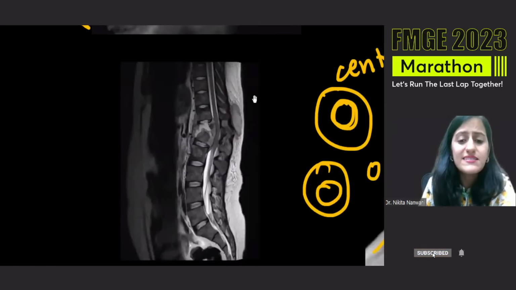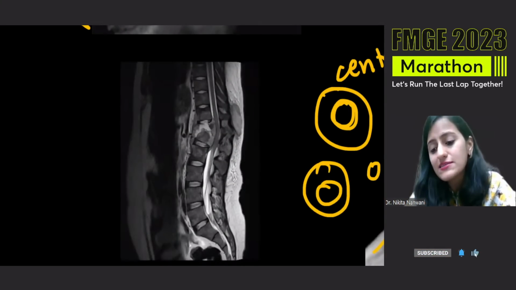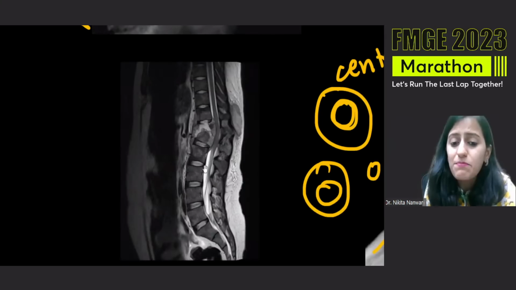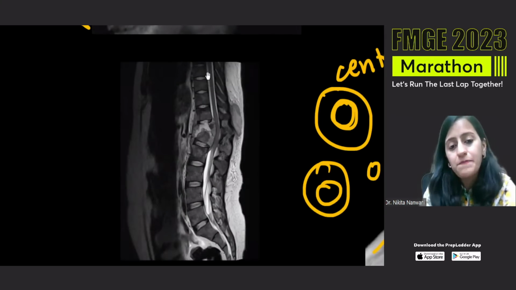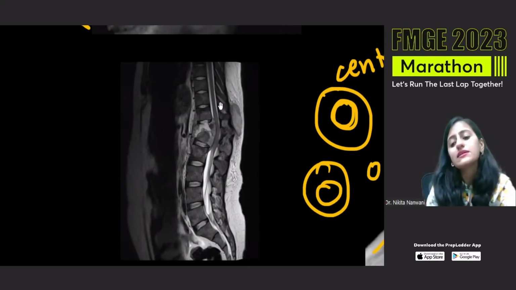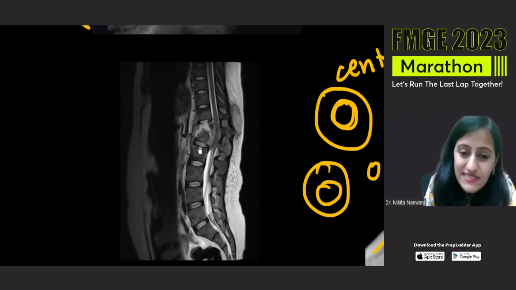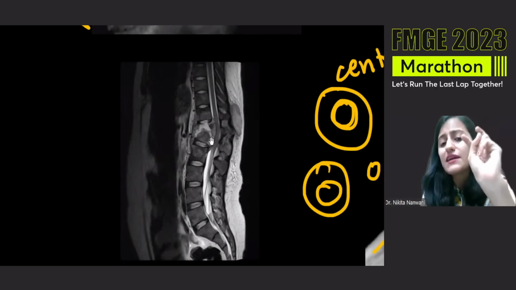Next one, whether this is CT or this is MRI, guys, what do you think? This is the black bone cortex. This is MRI. The CSF is white. It is a T2 weighted MRI. What are we seeing here? A collection which is formed. There are two vertebrae that are involved.